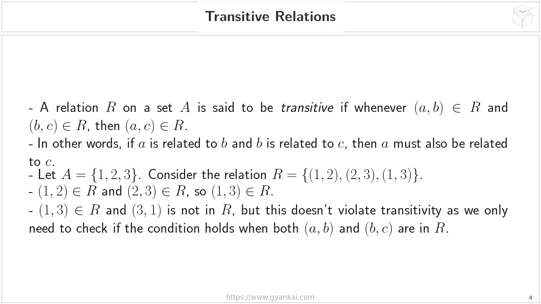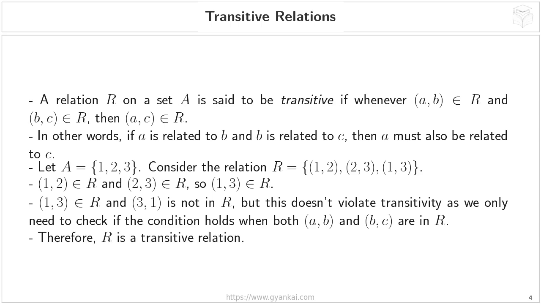Now it's important to note what the slide says next. (1, 3) is in R and (3, 1) is not in R, but this doesn't violate transitivity as we only need to check if the condition holds when both (a, b) and (b, c) are in R. This is a common point of confusion. We only need to check the transitivity condition when we have both pairs, (a, b) and (b, c), present in the relation. The absence of (3, 1) doesn't automatically make it non-transitive. We're not required to check every possible combination. Therefore, because the condition holds true for the pairs we did check, the relation R is a transitive relation.